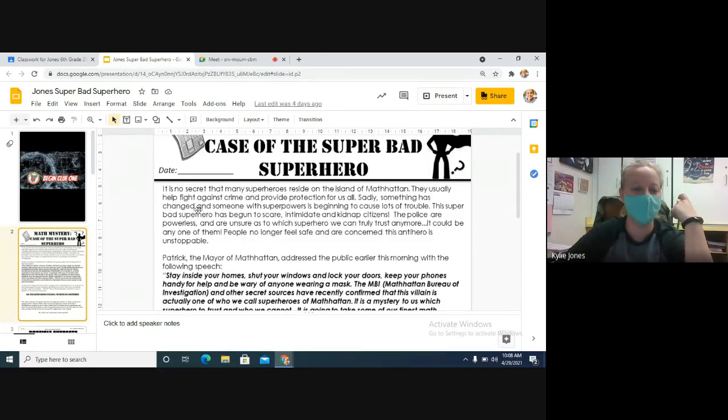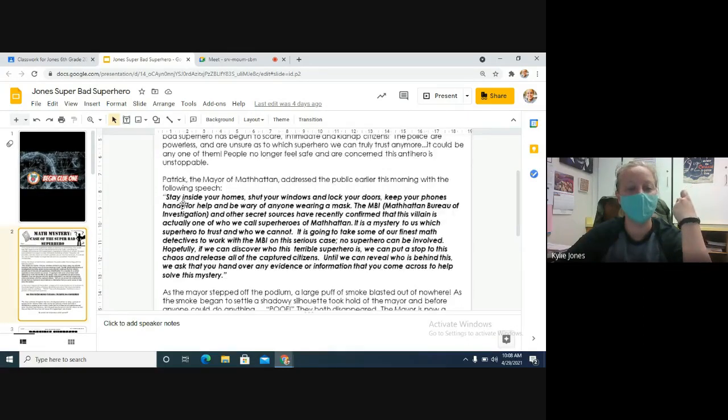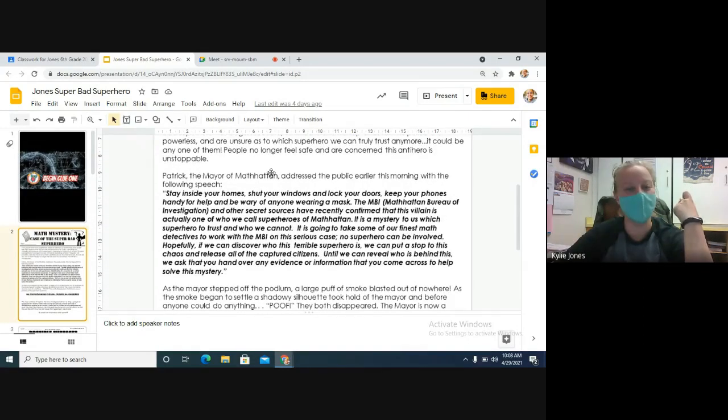This super bad superhero has begun to scare, intimidate, and kidnap citizens. The police are powerless and are unsure as to which superhero we can truly trust anymore. It could be any one of them. People no longer feel safe and are concerned that this anti-hero is unstoppable. Patrick, the mayor of Manhattan, addressed the public earlier this morning with the following speech.